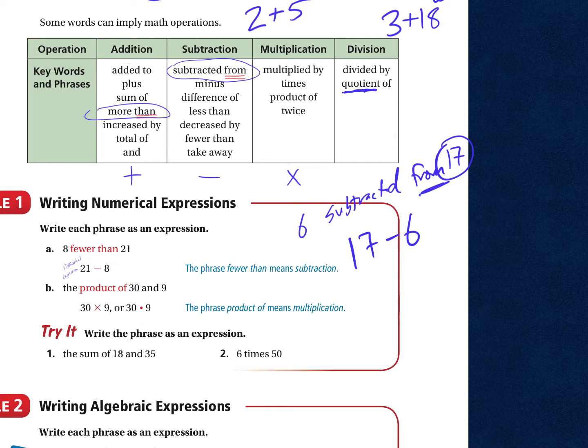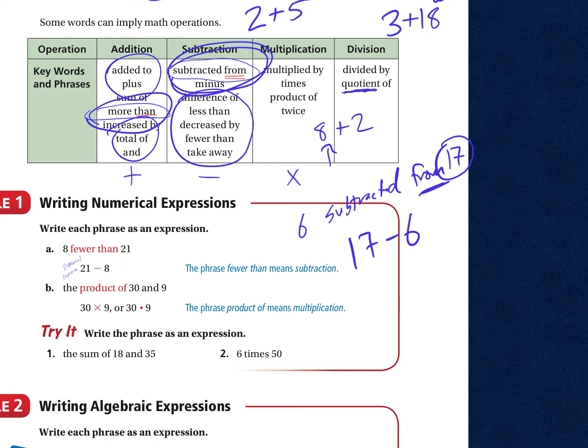It's just a little bit of a backwards order, whereas a lot of these other ones are simply exactly how they're written. 8 plus 2 means 8 plus 2. The 8 is written first. But this one and this one, you reverse how they're written.